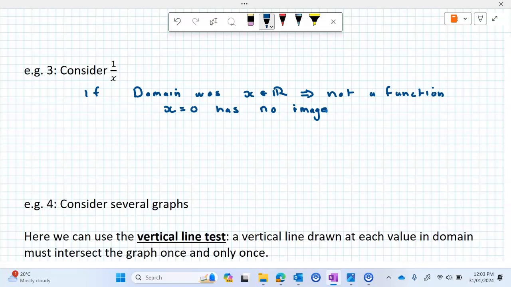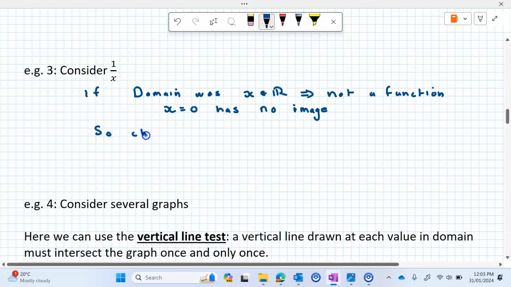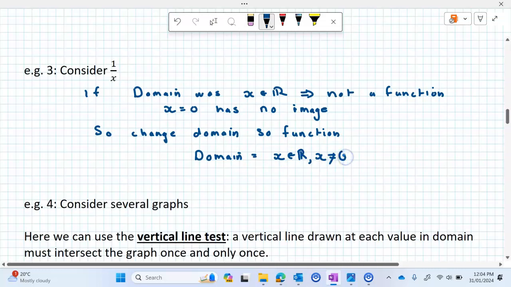So what we do is we change the domain so it is a function. Now 0 is the only value that 1 on x doesn't have a range value for. So we change the domain to be x in the reals, but x not equal to 0. Now, just one thing with notation, I probably shouldn't write domain equals. That's kind of poor notation, so I'll instead write domain with a colon, like that. Okay.